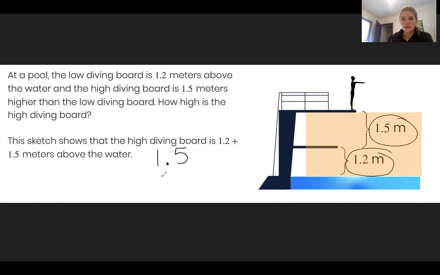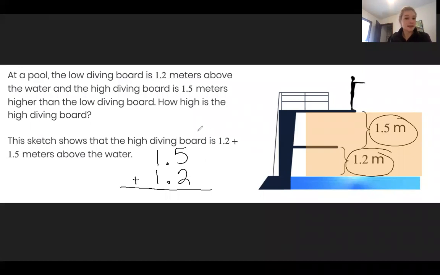I have 1.5 meters, or 1 and 5 tenths, and 1 and 2 tenths. And I'm just going to make sure that my decimal points are lined up. This is key. If it's off, you are going to get a completely different answer, which will not be correct. So please be careful. All right. So we have 1 and 5 tenths plus 1 and 2 tenths.